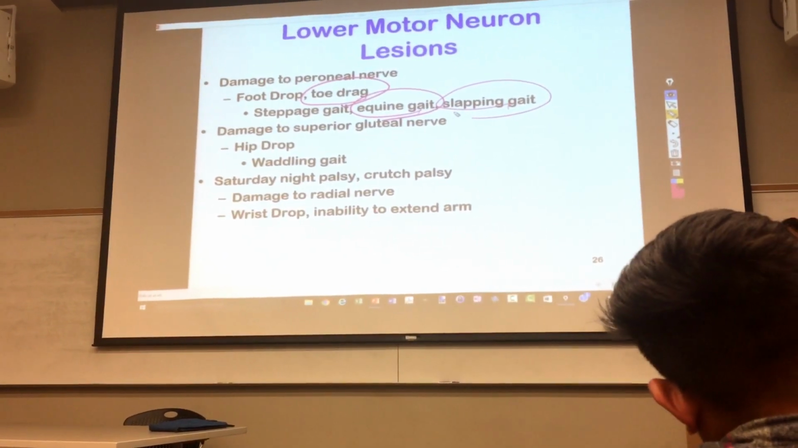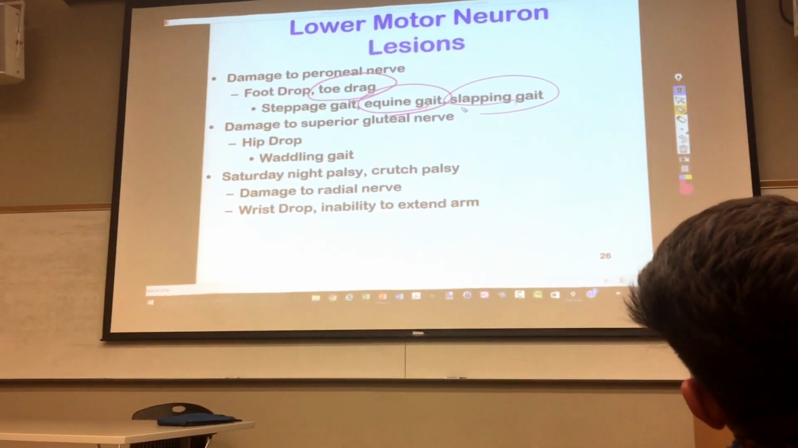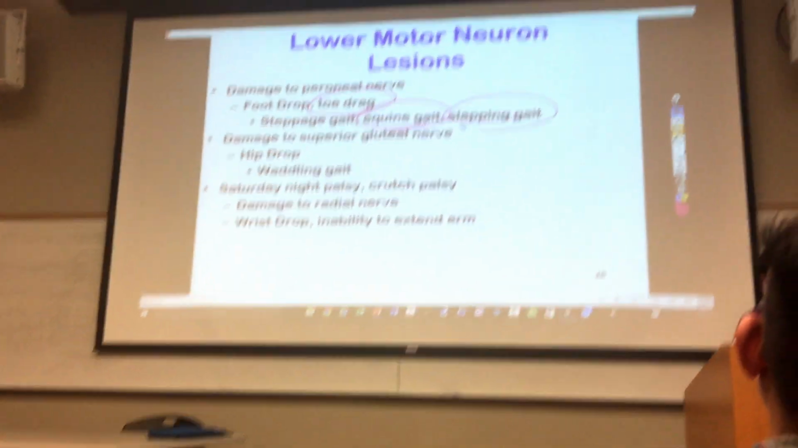Or if you're an adult and you have damage to the nerve, then you will see hip drop, and then you will see what's called a waddling gait. You waddle from side to side, right?